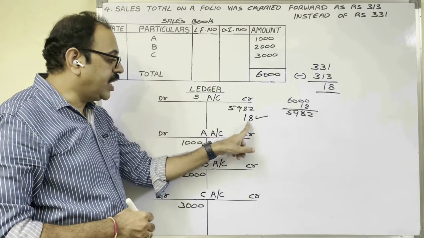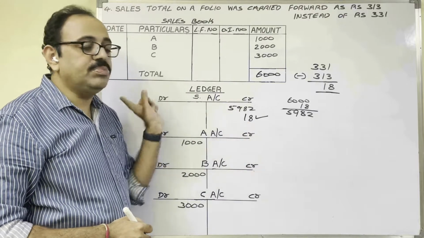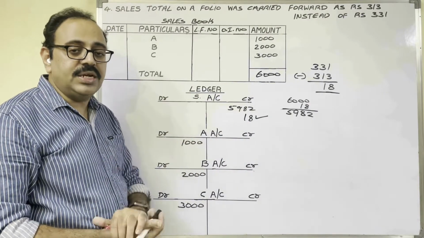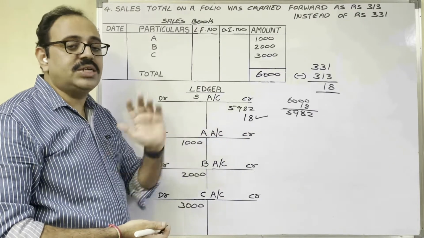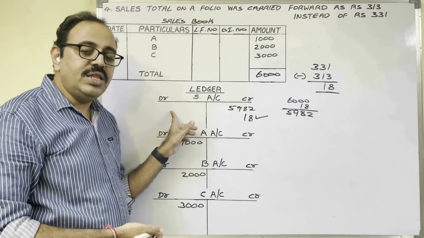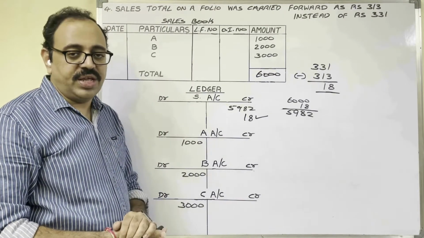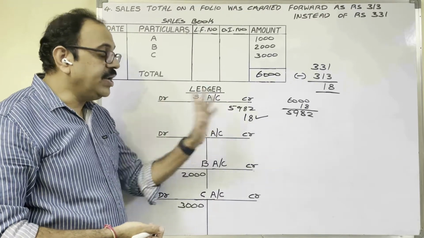Sales account should be credited with 18 rupees. If you rectify this mistake before preparing the trial balance, then write a sentence: 18 rupees to be credited in sales account. If you rectify this error after preparing the trial balance, write the journal entry: Suspense account debit to sales account 18 rupees.